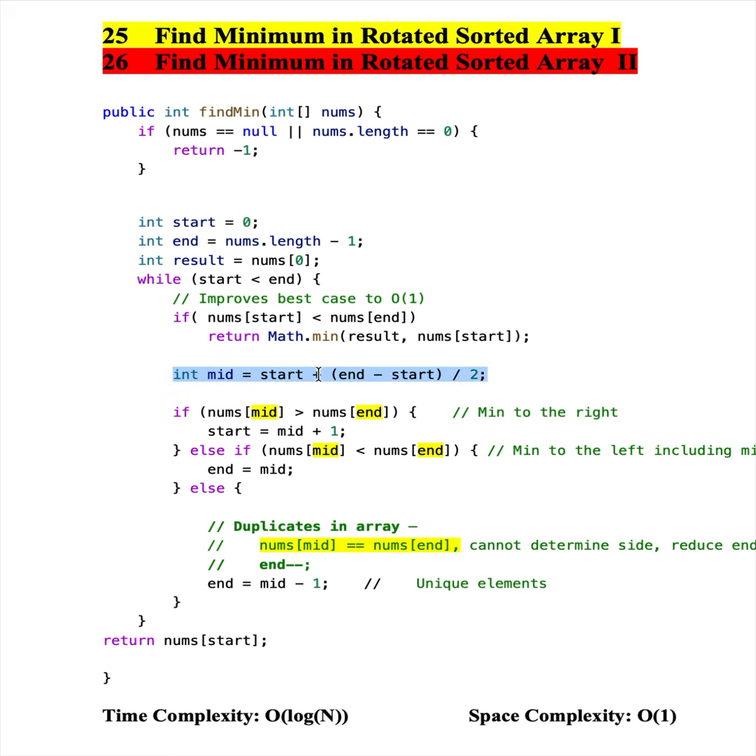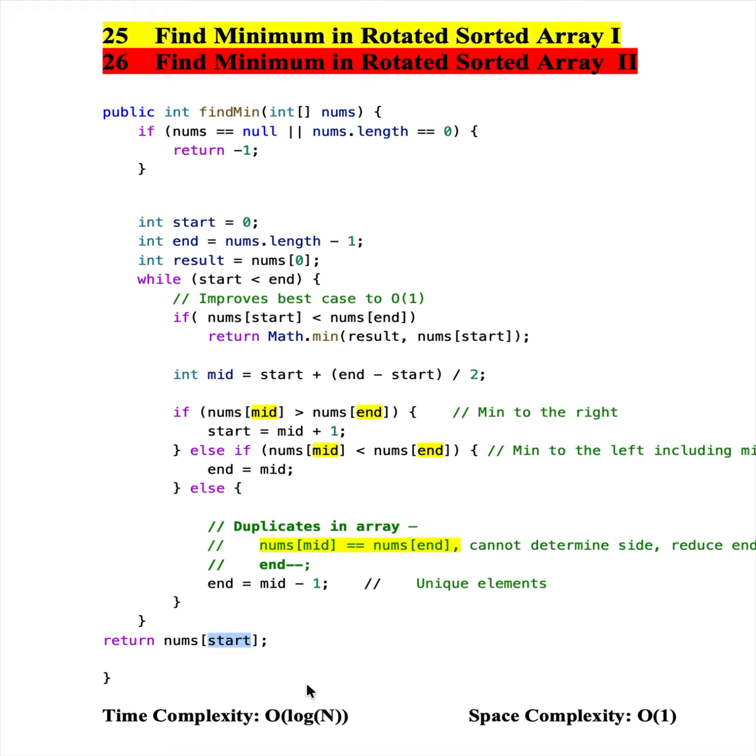Otherwise, calculate the mid. Now if the element at the mid is greater than the element at the end, then update the start pointer. If the element at the mid is less than the element at the end, then update the end pointer. If they both are the same and duplicates are allowed in the array, we cannot determine anything. That's why reduce the end pointer. Otherwise, update the end pointer to mid - 1 for the unique elements. At the end, return the element at the start position.